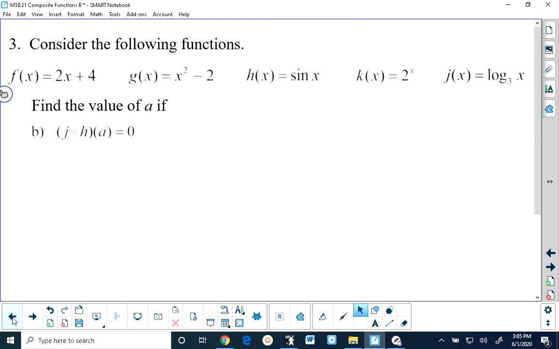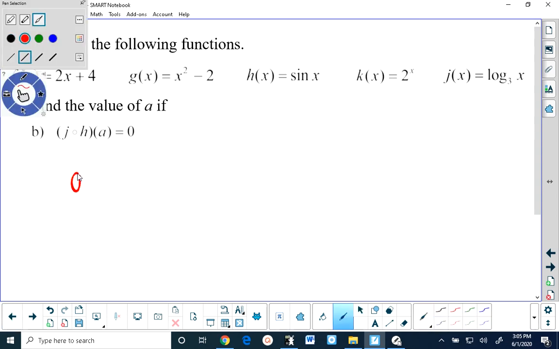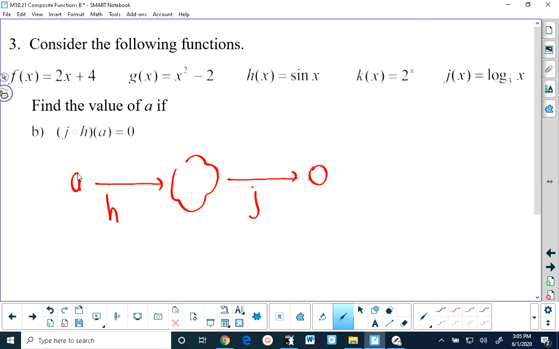All right, 3b, j of h of a equals 0. What this means is that a, some number, we don't know what it is, that's the mystery, goes into h. Whatever comes out, which is h of a, goes into j. And we know what comes out is 0 because we're told j of h of a is 0.